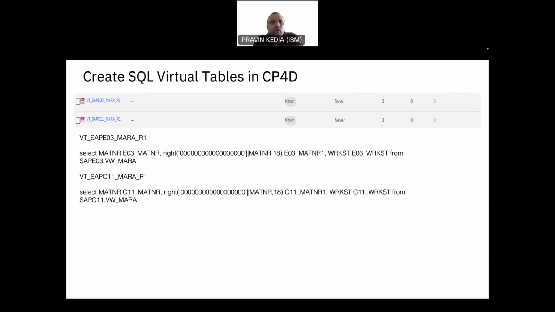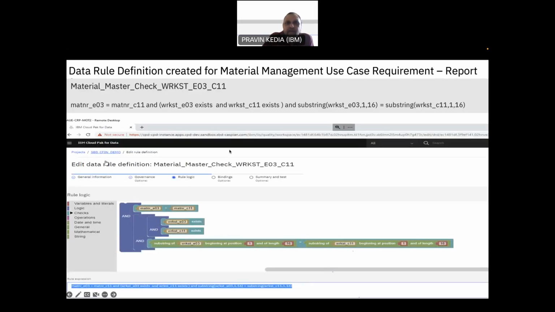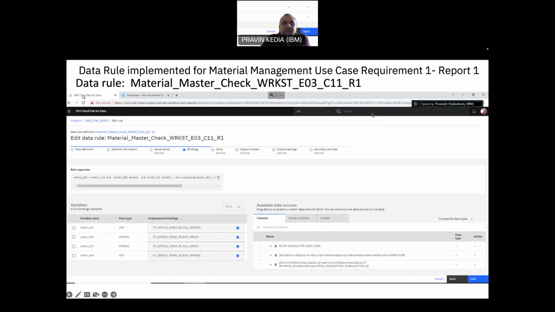So here again, we went about creating the SQL virtual tables in Cloud Pak for Data. We created the virtual table and took only the first 18 characters. So we did not change the data in the source database, but we created a virtual table in Cloud Pak for Data. Then we applied a simple rule where the material number matches from the first two systems and the 16 digits match on the system. So we are highlighting all the rows where a matching record is possible, and then we calculate the records and highlight the records that are matching across the systems.